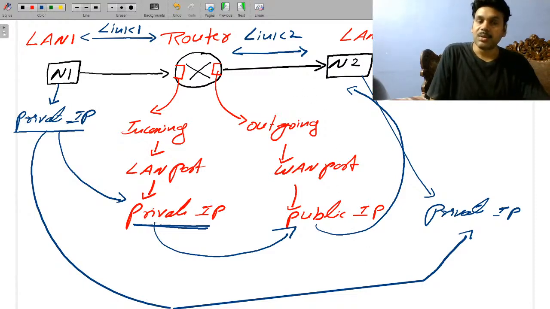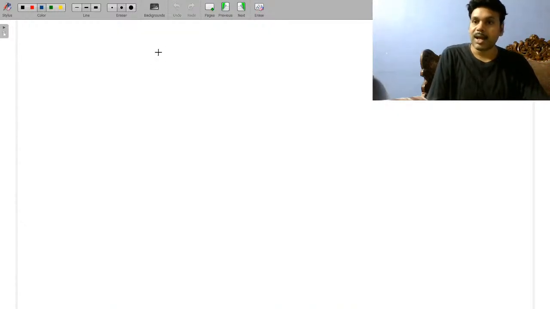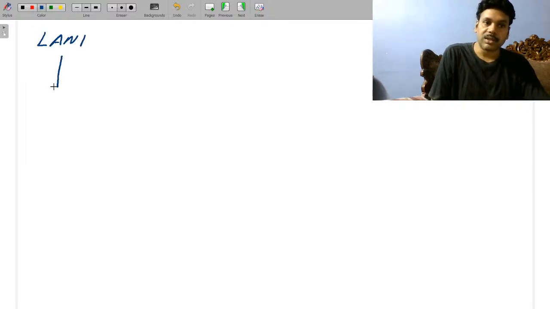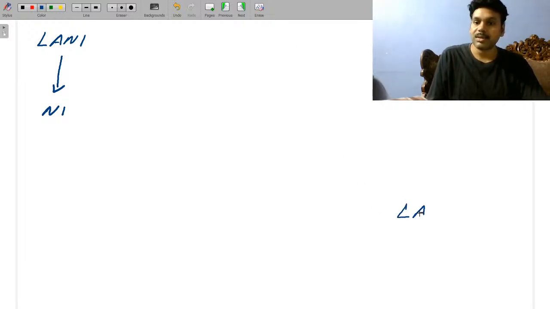Now let me tell you one more example. This time I am going to see that this is your LAN 1, to which node 1 is connected, and on the other side I am taking here this is LAN 2. We are in some other state, and node 2 is connected. I want to send some information from there to here.